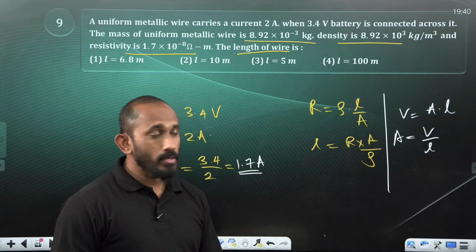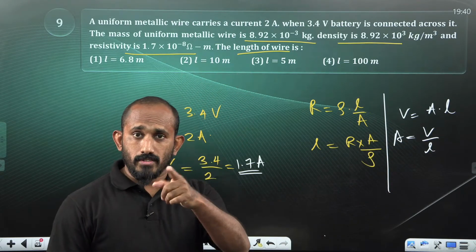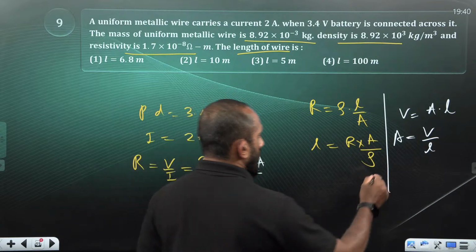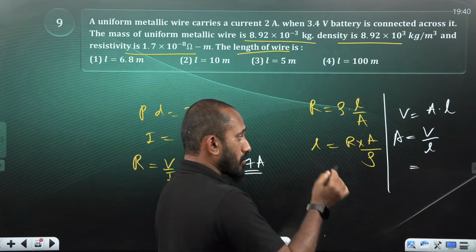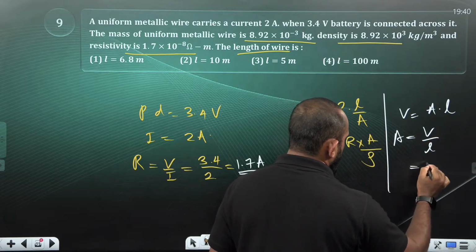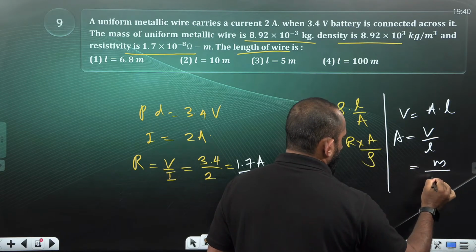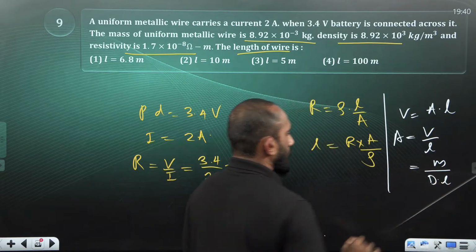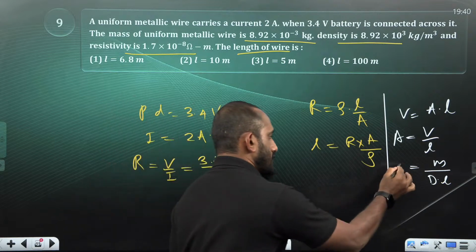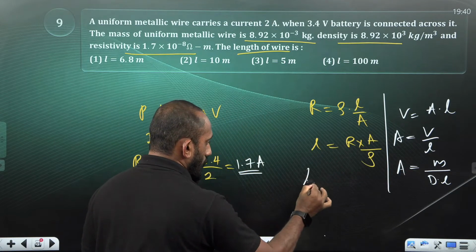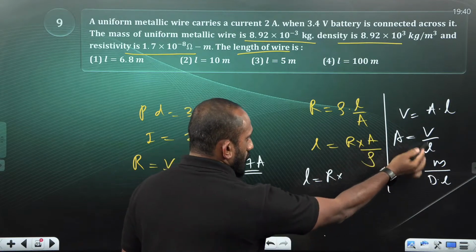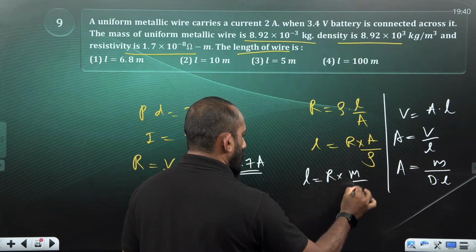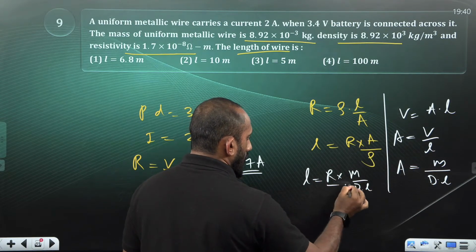Now how to find volume? We have mass and density. Density is mass by volume. So volume will be mass by density. So we can have area as mass by density into L. Here R will be equal to rho L by A, where A is V by L, that is mass by density into length, by rho.